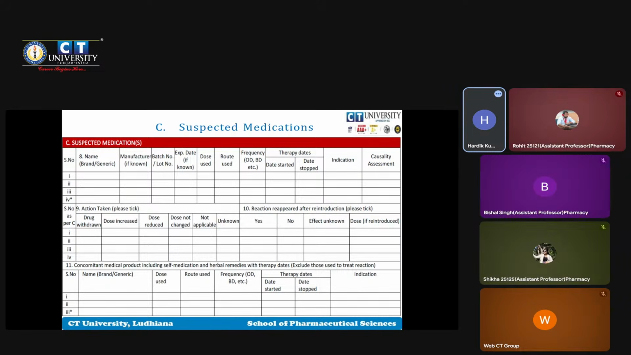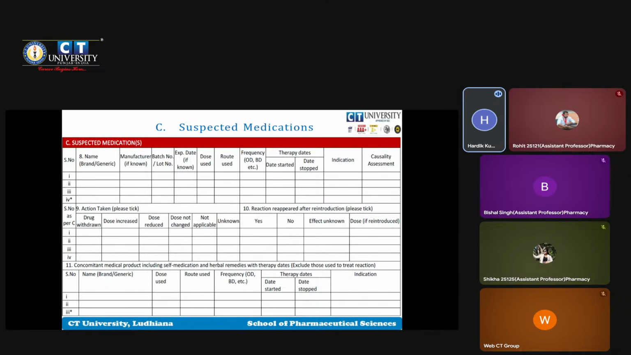Next, steps to fill an ADR in the PvPI mobile app. Next slide, please. There are three steps in this. First is reporter information, second is patient information, third is suspected adverse drug reaction information. Next slide, please. Download the app from the Google Play Store. Next slide.